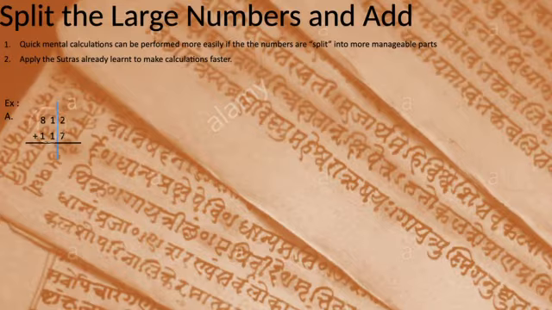How do we do it? 81 and 11, when added up, becomes 92. Then we add up separately the 2 and 7, the ones part, which becomes 9. So the answer is 929.